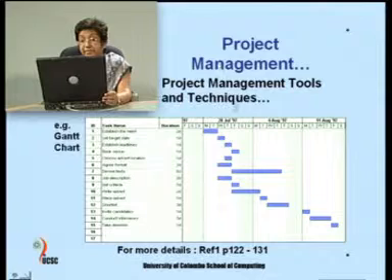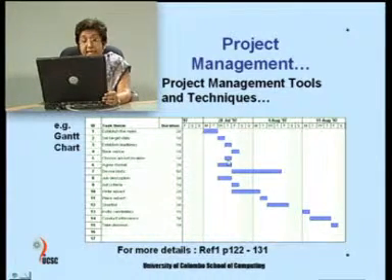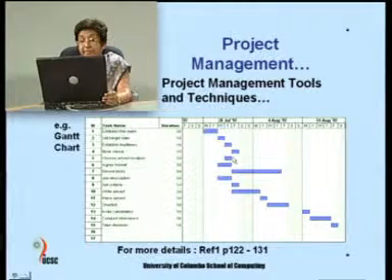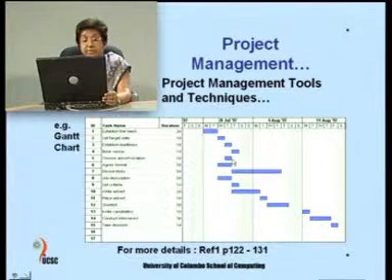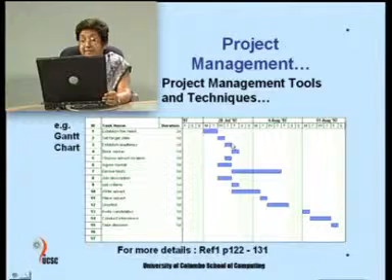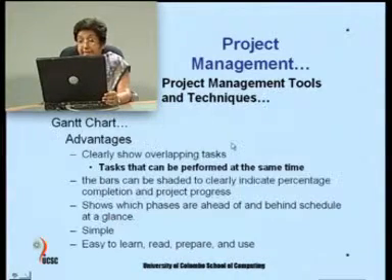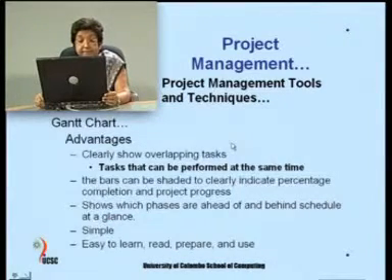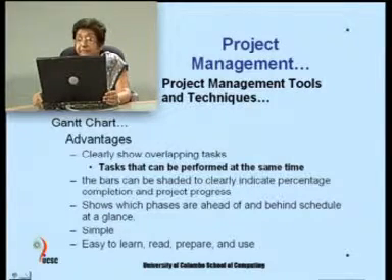Now, task number 3 and task number 5 can be done at the same time. You do not have to wait till 3 is over to do 5. But if you take task number 4, you can see you can't do that until you finish task number 3. So, this clearly shows overlapping tasks, that means tasks that can be performed at the same time.